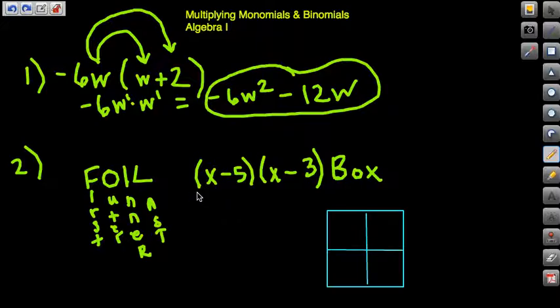Alright, the second example, here we're multiplying two binomials, and there's a couple ways of doing it. The first way is the FOIL method, and that's where you just have to remember the FOIL. It stands for first, outer, inner, and last. So let's look at how to simplify this using the FOIL method. So first we're going to multiply the first terms together. So x times x is x squared.